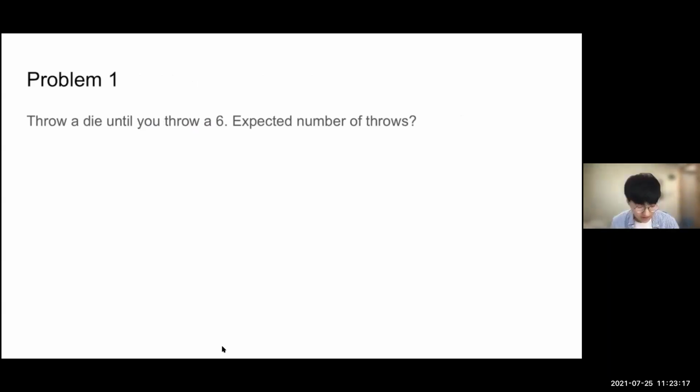Okay, so let's say that you throw a die until you throw a 6. You want to know the expected number of throws that you've made. Does anyone have any suggestions on how we should think about this or how we should approach this question? So someone said 6. Maybe you could explain why you thought so.